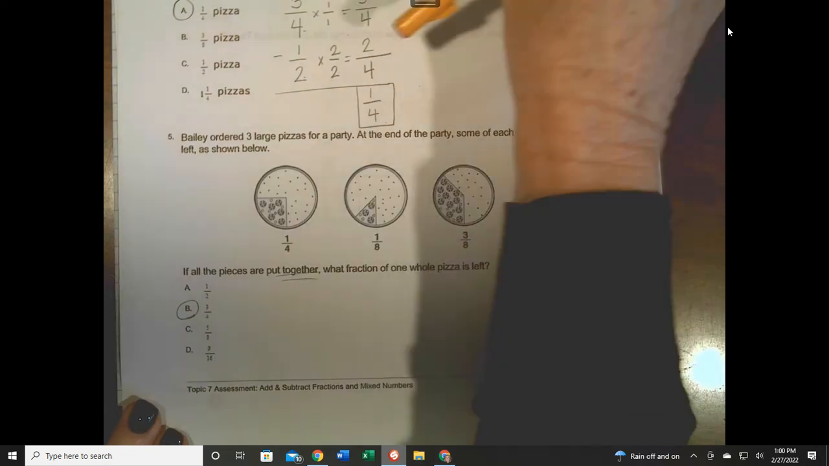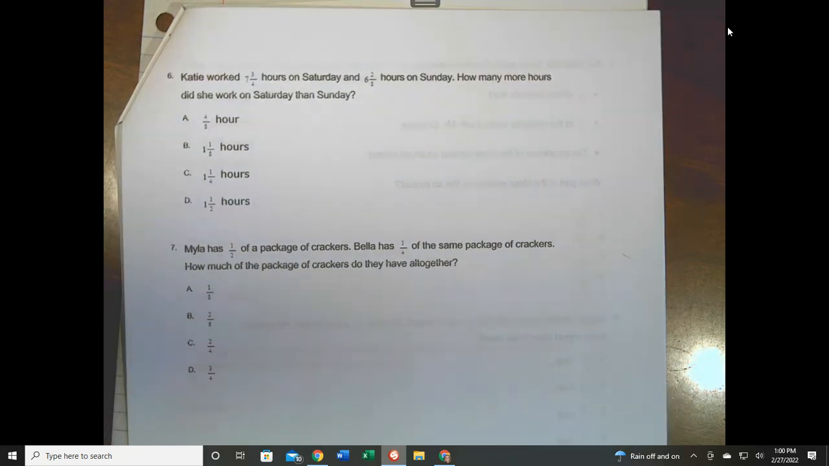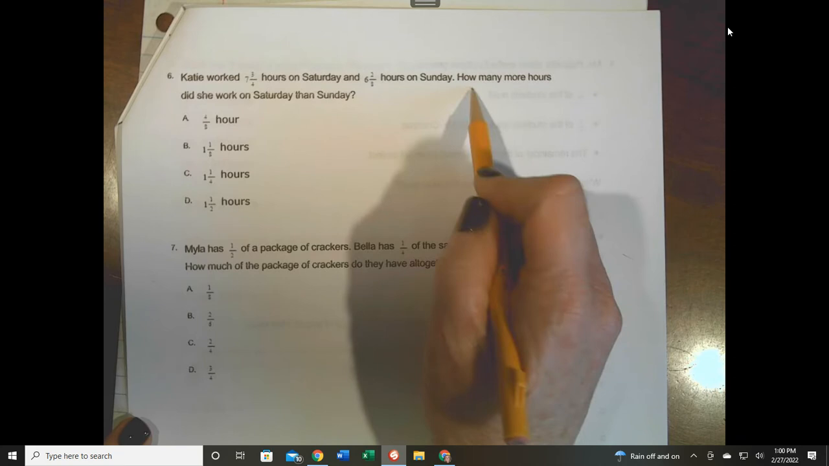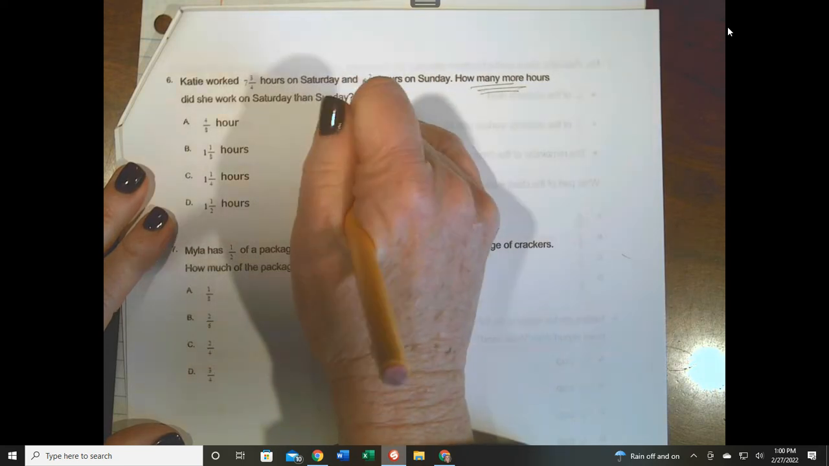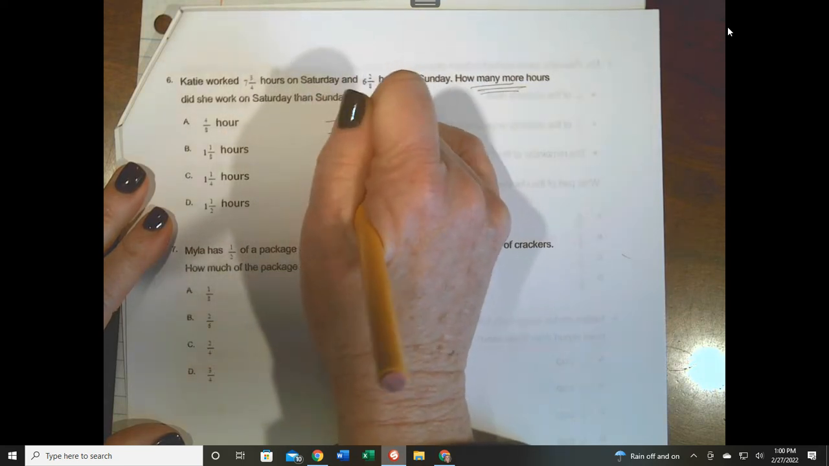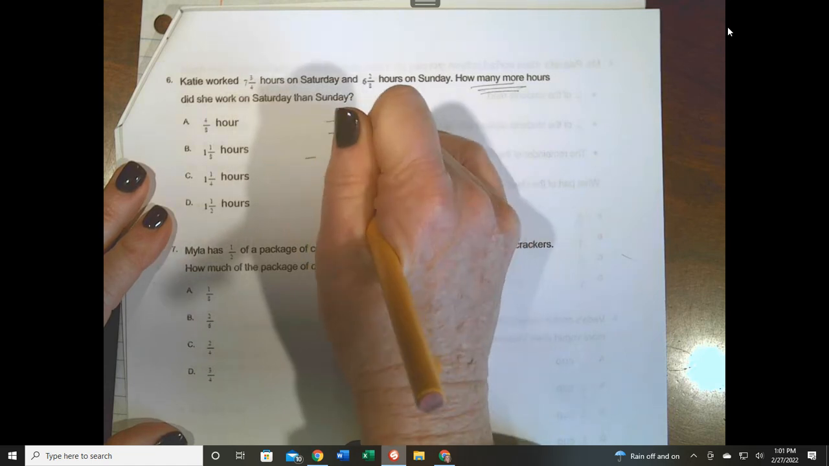All right, moving right along. Number 6. Katie worked 7 3/4 hours on Saturday and 6 2/8 of an hour on Sunday. How many more hours did she work on Saturday than Sunday? So we're going to take 7 3/4 hours from Saturday, subtract those 6 2/8 hours from Sunday.